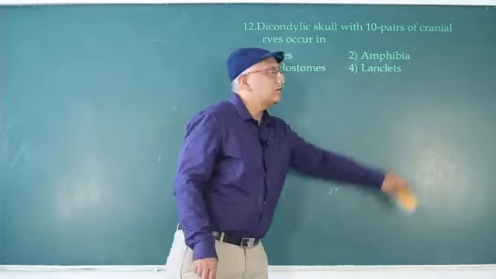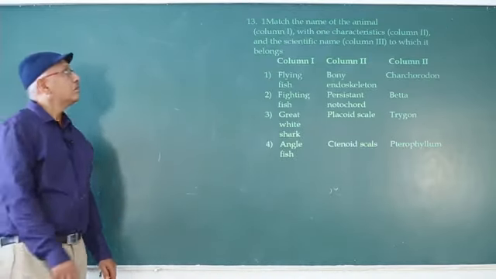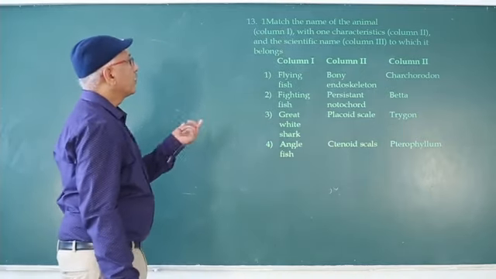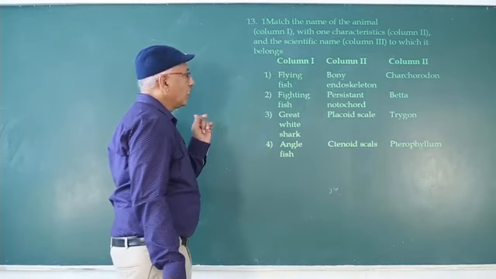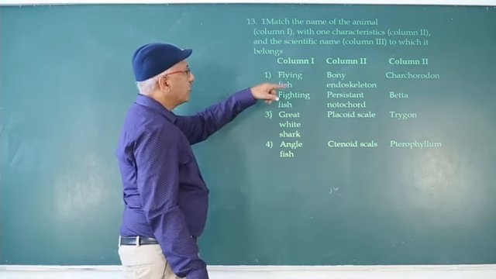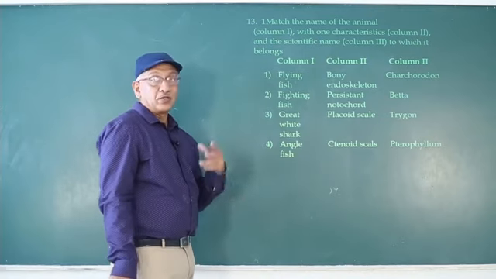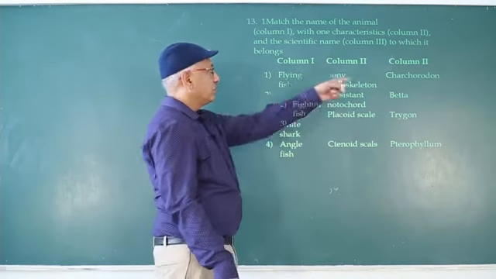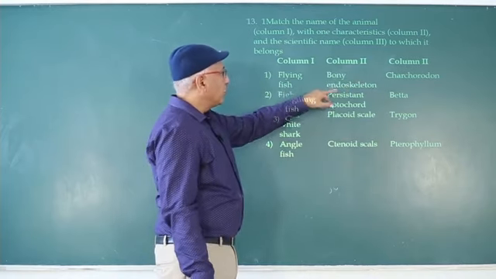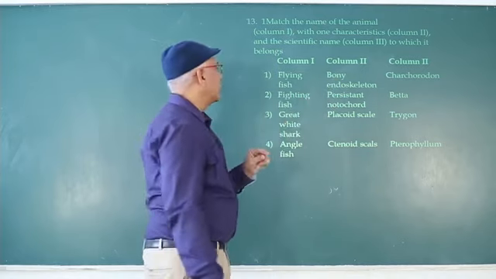So next question. Match the name of the animal with one character, column 2, or scientific name. You should identify the correct matching. Flying fish, bony endoskeleton, Carcharodon. Flying fish is Exocoetus. Carcharodon is the great white shark. So that's wrong. Flying fish, bony endoskeleton, is correct, but the scientific name is wrong. The scientific name is Exocoetus.